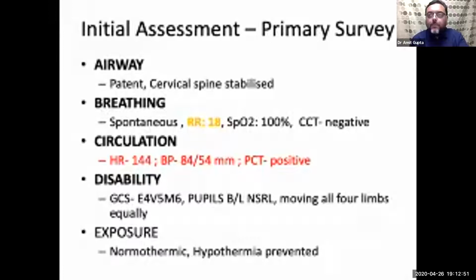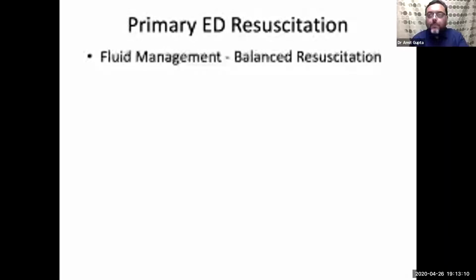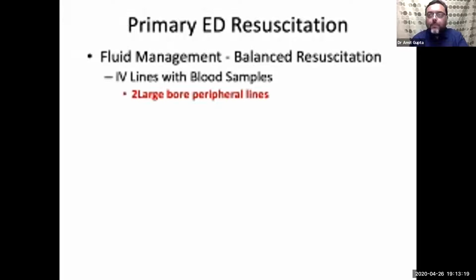So for this particular patient, the primary ED resuscitation would hinge, obviously after the A and Bs are taken care of, on fluid management. And the mantra nowadays for fluid management is balanced resuscitation. That means do not over resuscitate with crystalloids, maintain the fluid balance along with the blood and blood products. So first of all, put in 2 large IV peripheral lines. They should be short and they should be wide. So generally we would put in 16 gauge or 14 gauge in the antecubital veins.